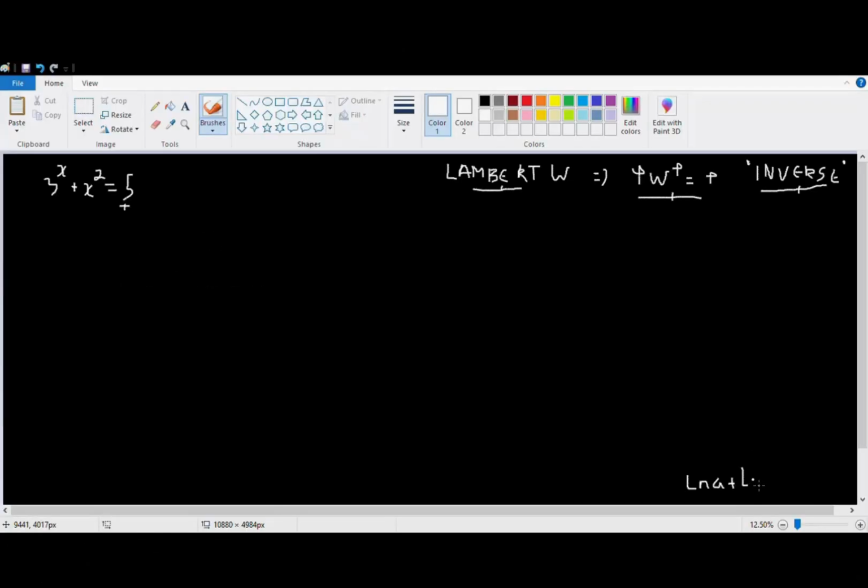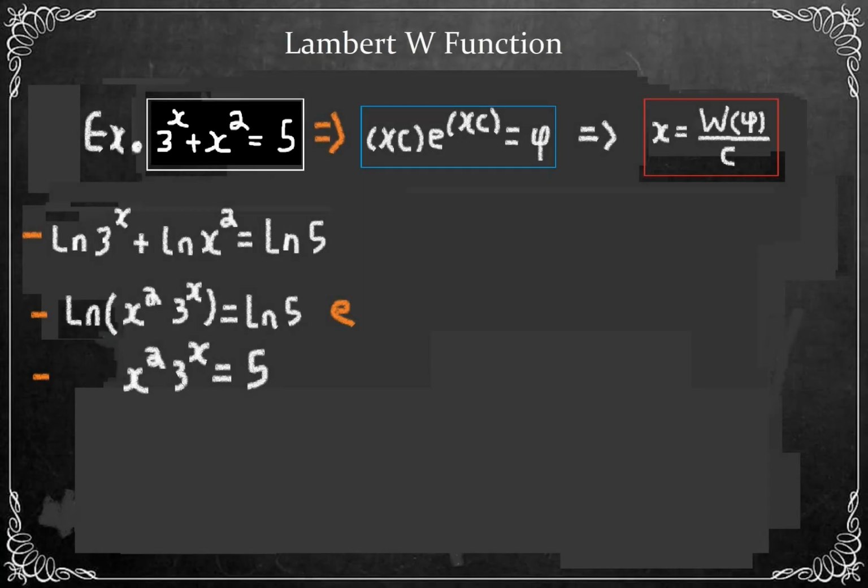Alright, so let's tackle this equation. And recall, ln A plus ln B equals ln of A times B, and that's what we're going to be using. That's the addition rule for logs. ln 3 to the x plus ln x squared equals ln 5. You all know that. Whatever we do to the left, we've got to do to the right.